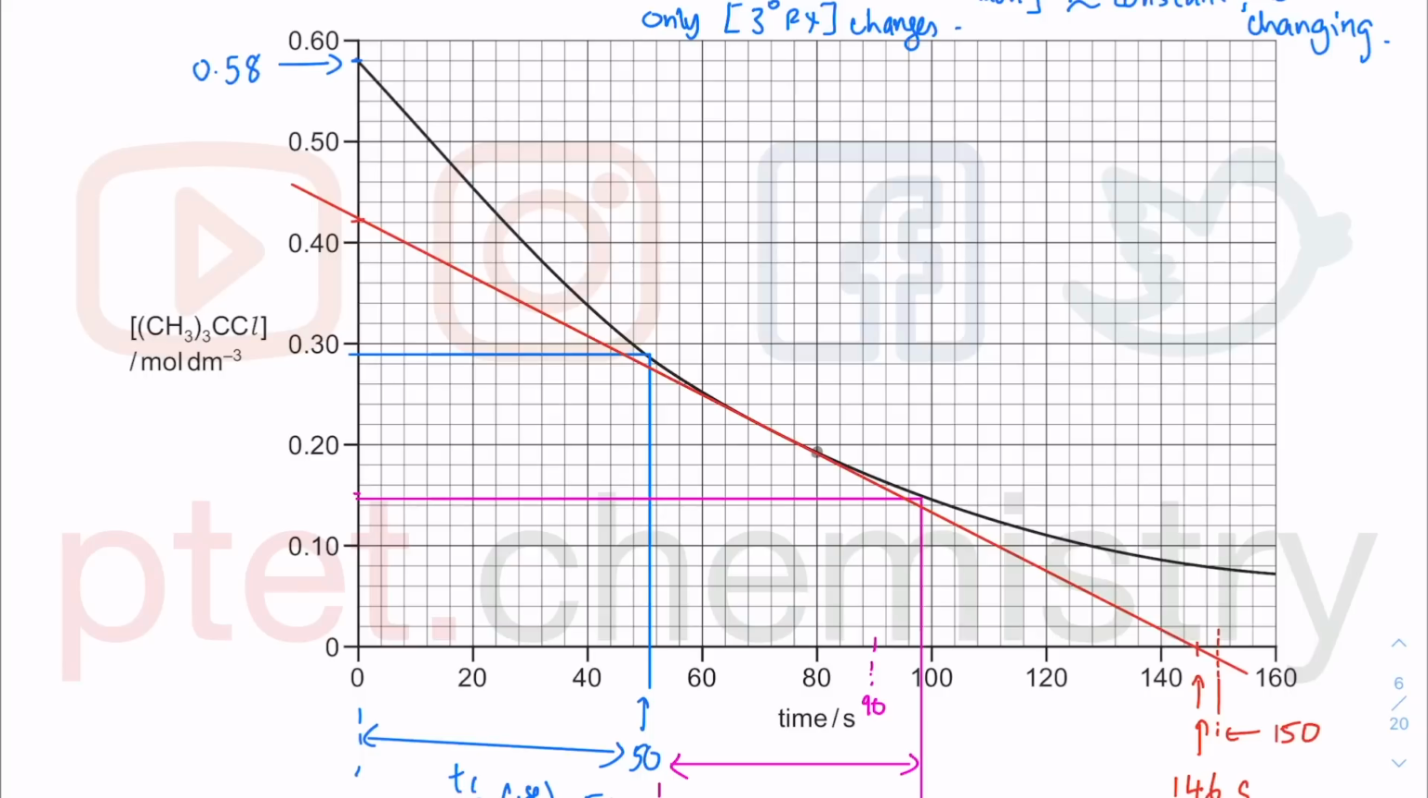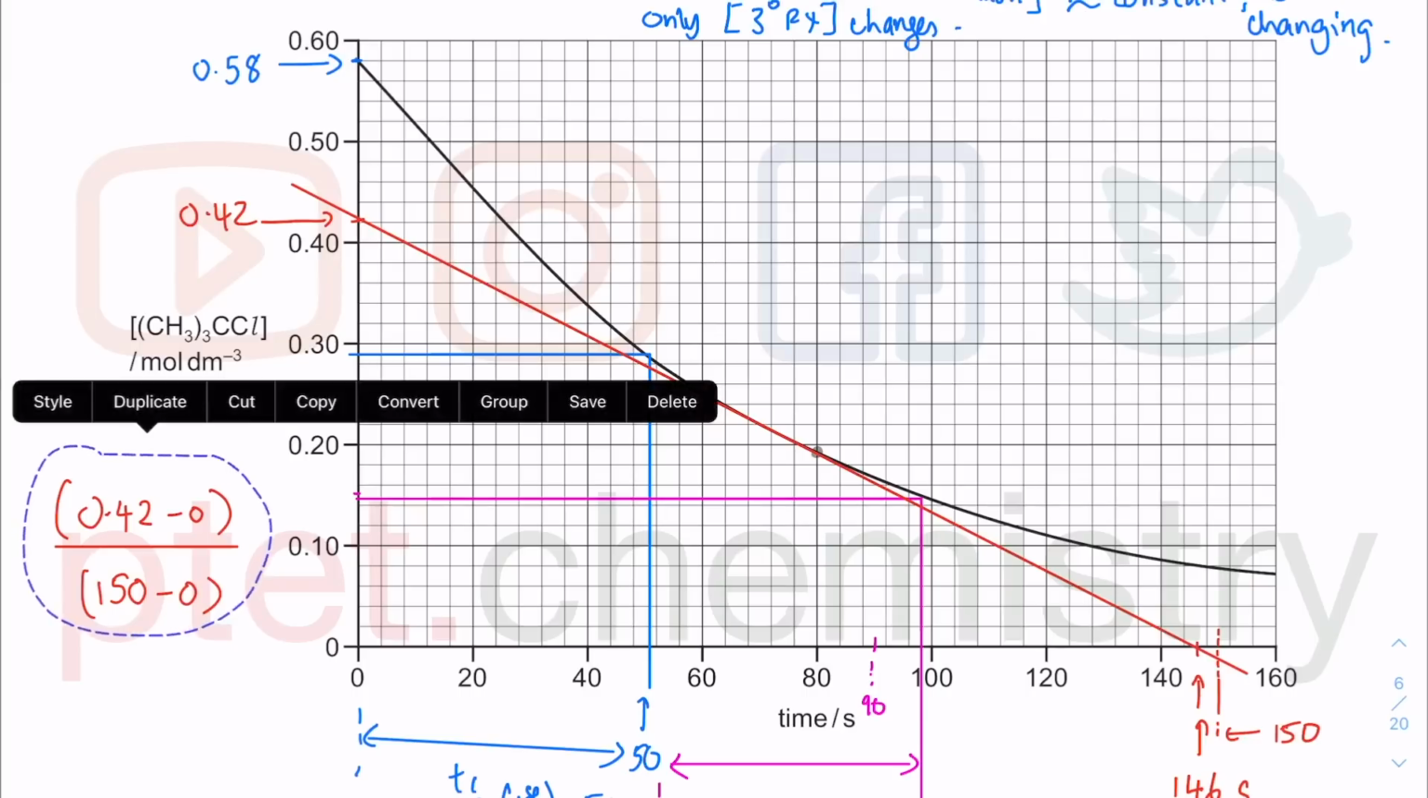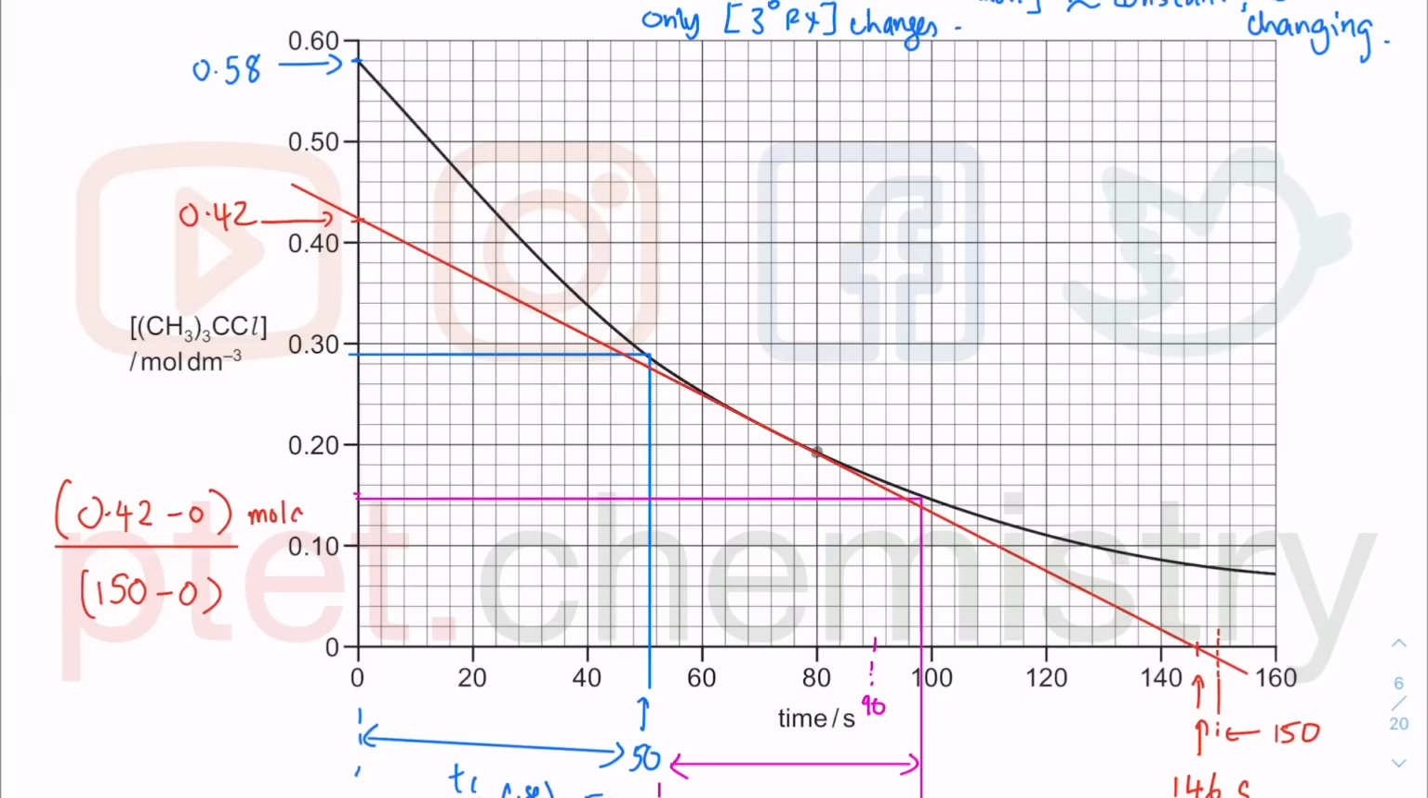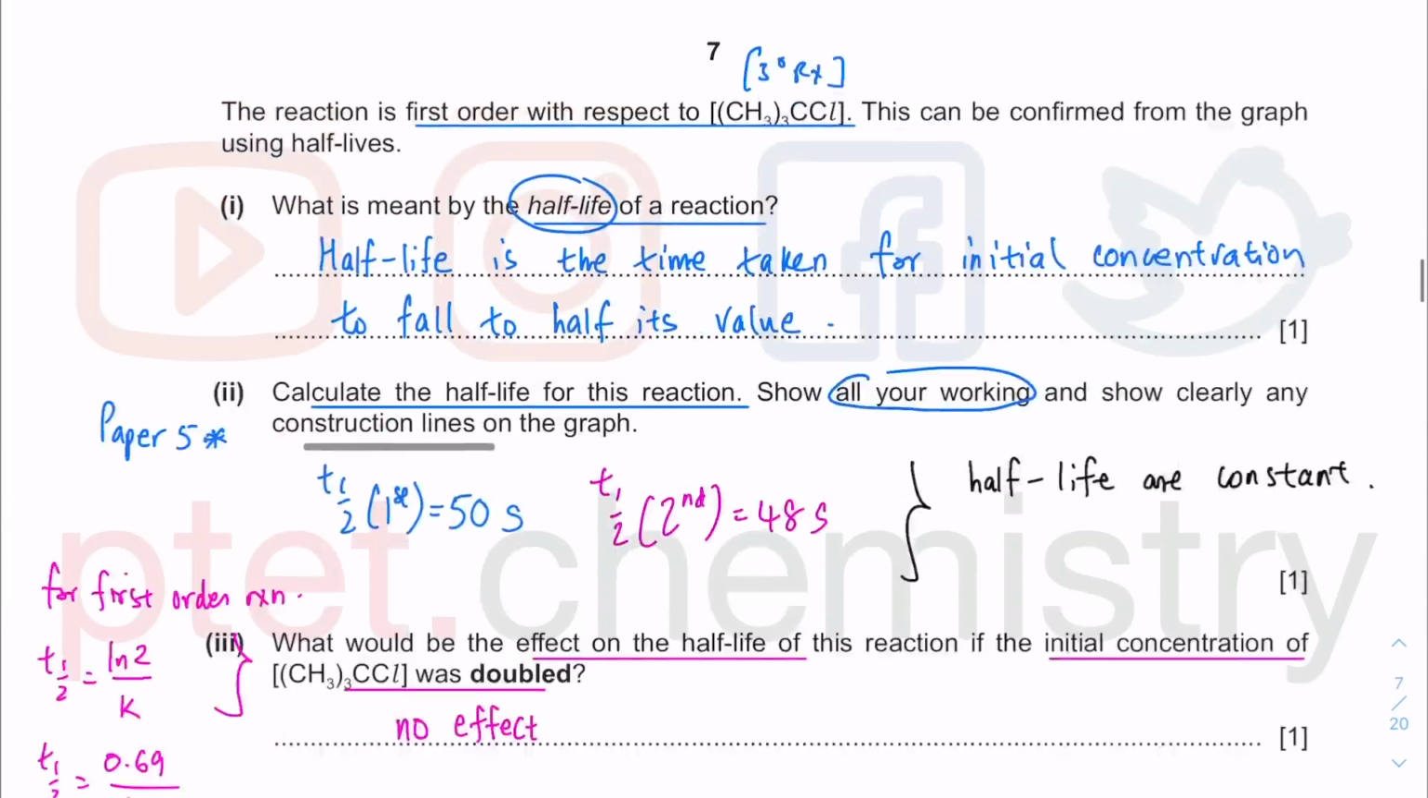And what do I have on the y-axis? A lot easier. 0.40, 0.42. So 0.42 minus 0. Your change in y over your change in x. 0.42 minus 0. This is mole per dm cube. And at the bottom, I have 150 minus 0. This is seconds. So on top, I have mole per dm cube. At the bottom, I have seconds. So my unit is going to be mole per dm cube divided by second.